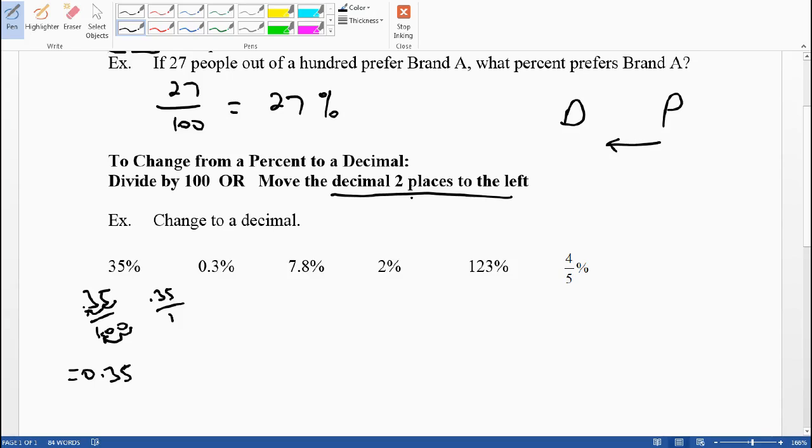And just keep in mind, percent is based on the 100, and there's how many zeros in 100? 2. So that's why we're going to go 2 places to the left. So I'm going to erase this and do the next ones. 0.3%. I'm going to take that decimal, I'm going to move it 2 places to the left, throwing zeros as placeholders. So it becomes 0.003. So moving it 2 places to the left, 1, 2, throwing a 0. So for the 7.8%, take the decimal, move it 2 places to the left, throwing a 0.